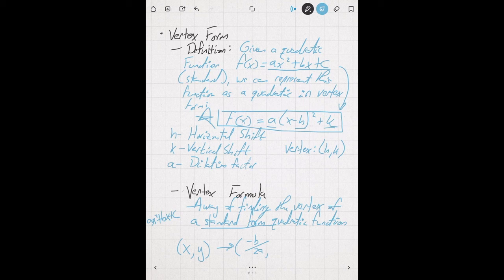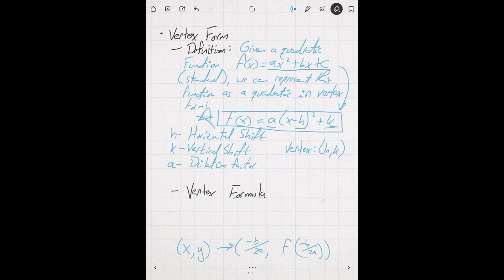To find the y-coordinate, to figure out how far up or down you go, all you have to do is plug that value in. Whatever you get for that negative b over 2a, you have to plug that into the function, the standard form, and see what you get for the y value. So let's try this, for example. Let me clear some space here, and let's go ahead and do an example where we can show how these values are working.